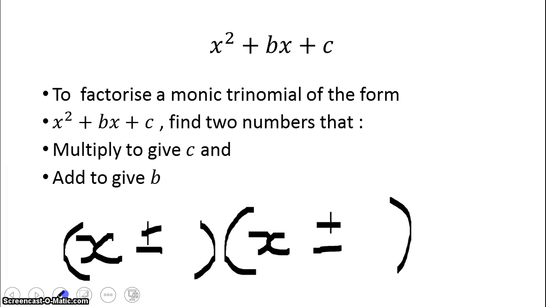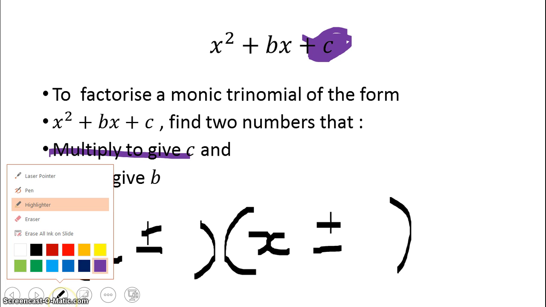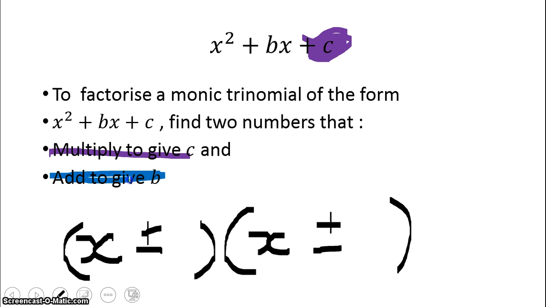So, there's a couple of ways we can do this. I'm going to teach you one way. What we need is to find something that multiplies to give c and adds to give b. And that'll help us determine what goes in here and here.